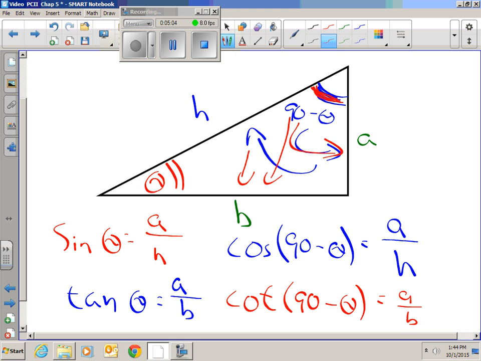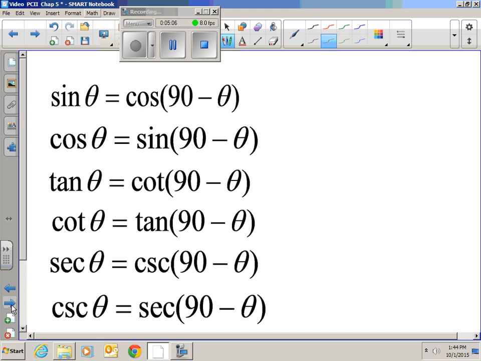So, to cut to the chase, here we go. Get these down in your notes. Stop the tape if you need to, but these are your six cofunction identities.